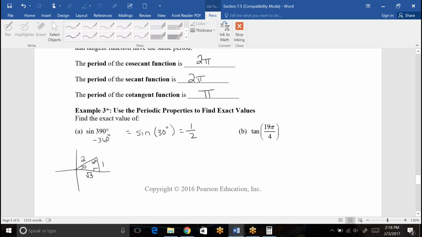And then 19 pi over 4, we would need to subtract 2 pi from this. So we need to get a common denominator.